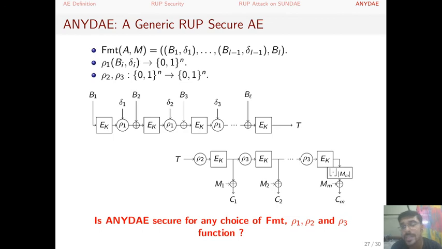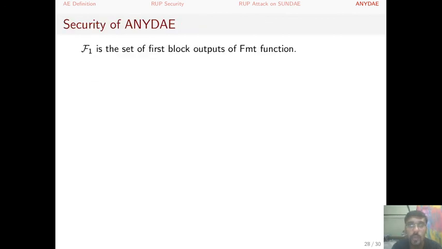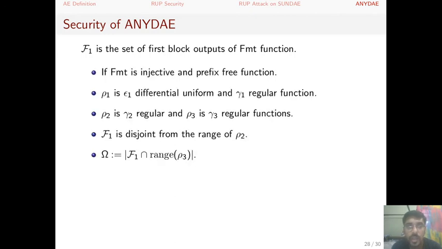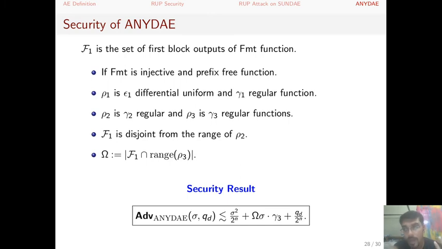So the question is: is ANYDAE secure for any choice of format, rho 1, rho 2 and rho 3 functions? Certainly not. We need some assumptions on these functions. Let us assume that script F1 is the set of first block outputs of the format function. Now, if the format function is injective and prefix-free, if rho 1 is epsilon 1 differential uniform and gamma 1 regular, if rho 2 is gamma 2 regular and rho 3 is gamma 3 regular, if this script F1 is disjoint from the range of rho 2, and if the cardinality of F1 and the range of rho 3 is omega, then the advantage of ANYDAE can be bounded by sigma square over 2 to the n plus omega times sigma times gamma 3 plus qd over 2 to the n, where qd is the number of decryption queries.